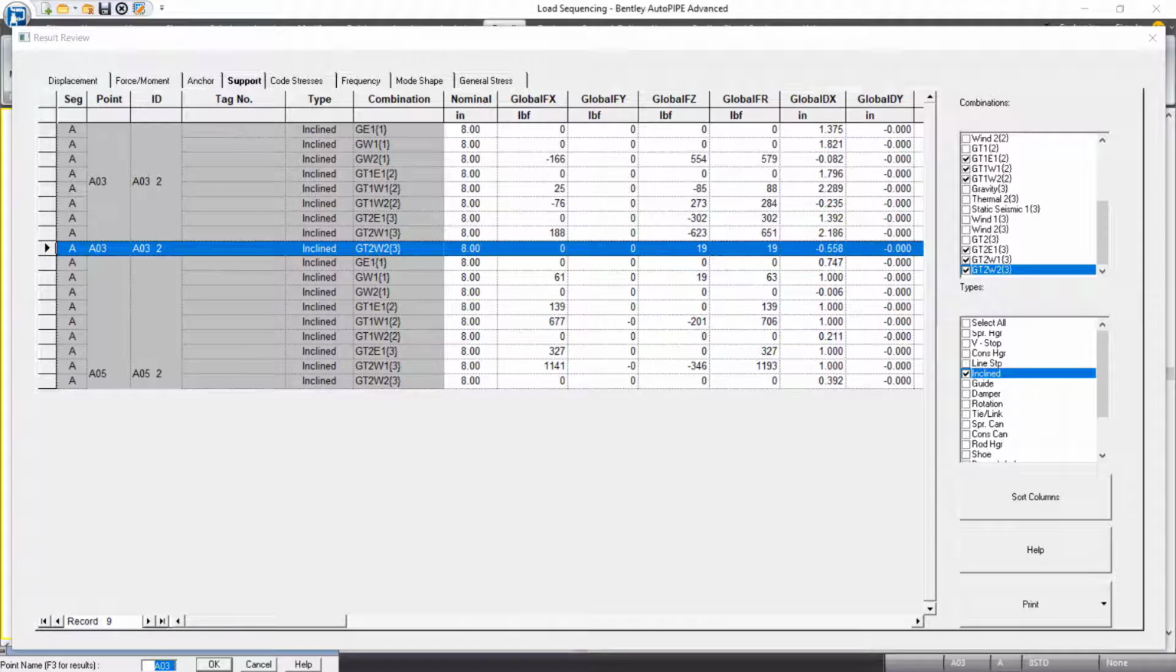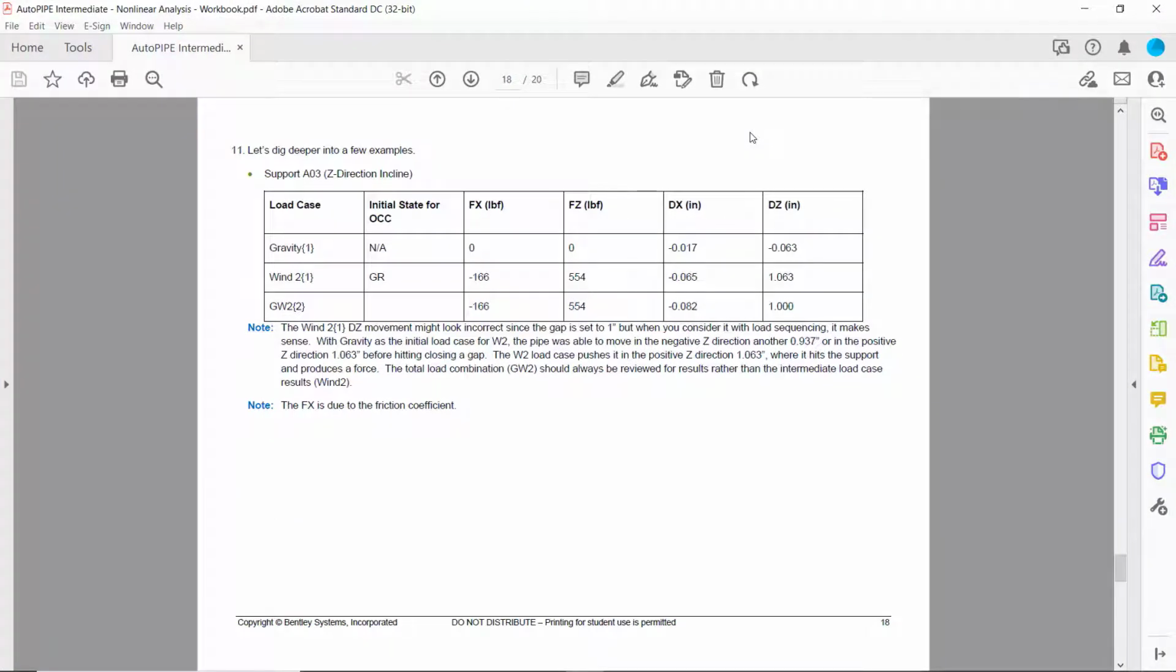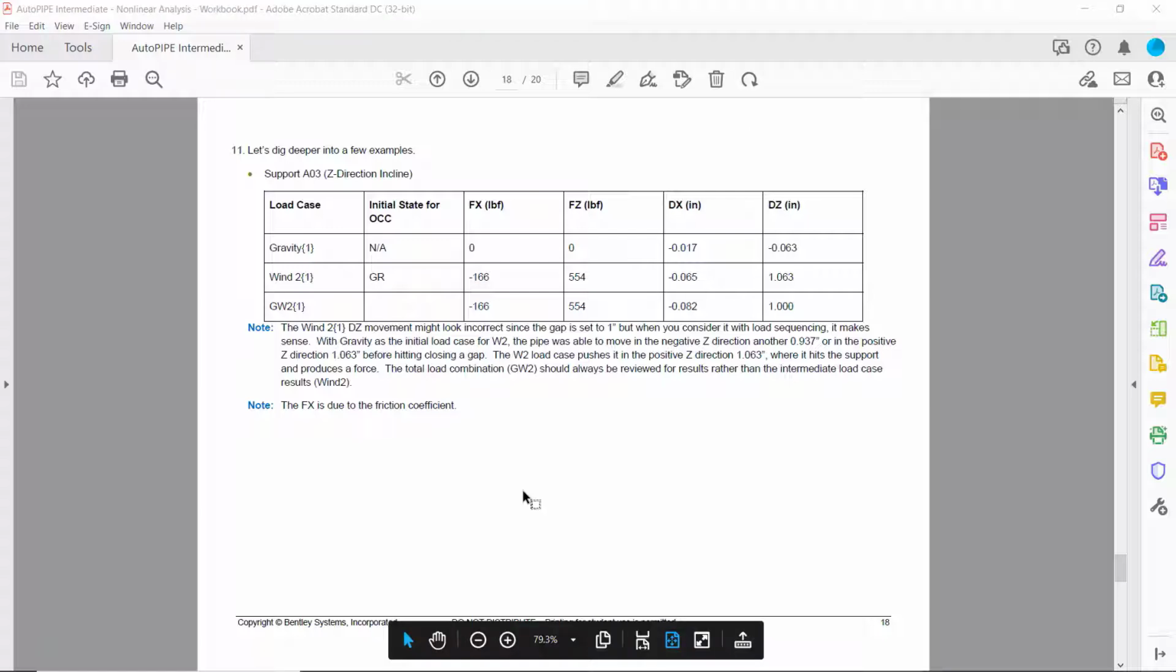Now what we'll do is we'll go to the workbook for the last few pages to go through an example. This example can be gone through with any of the supports and any of the load cases. So here we'll focus on support A3, which remember, we're looking at the Z direction incline support. And we'll focus on analysis set 1 and the wind 2 load case.